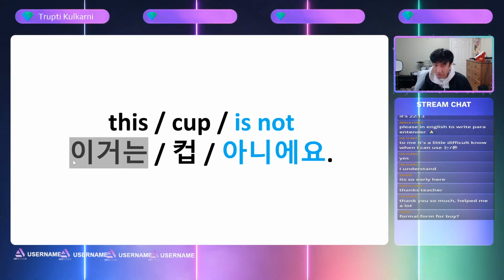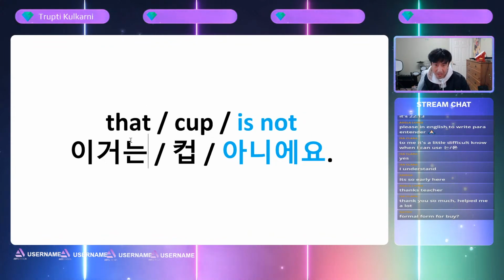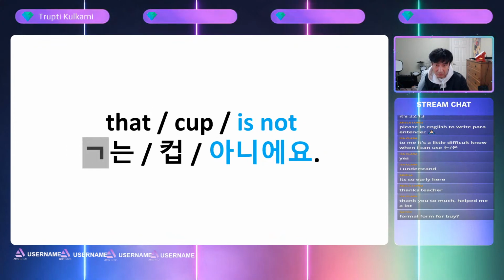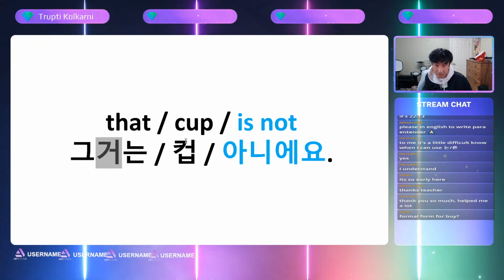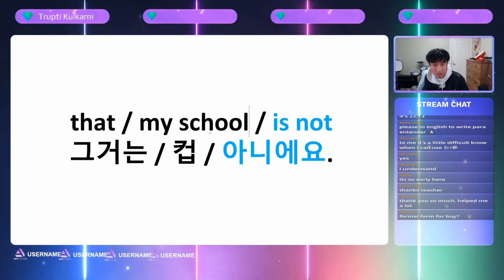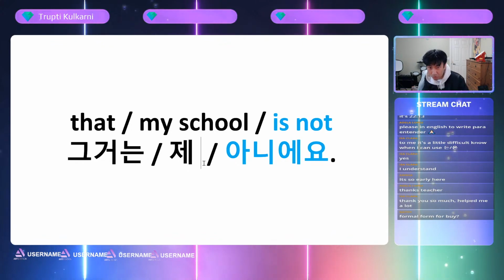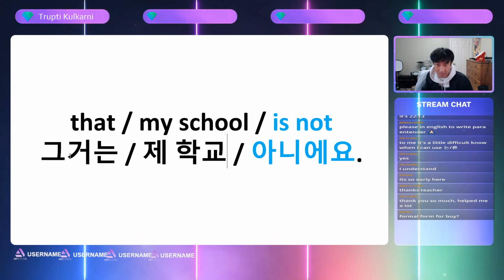Yeah, and with this you can make so many different sentences. How about if you want to say that cup not? 그거는 컵 아니에요. That is not a cup. Or that is not my school. That my school is not. My in Korean is 제. That's my. And school in Korean is 학교. It's like that, my school, not. That is not my school.